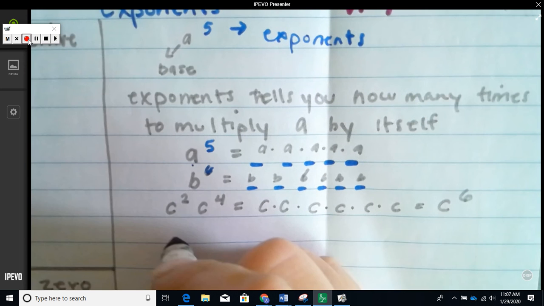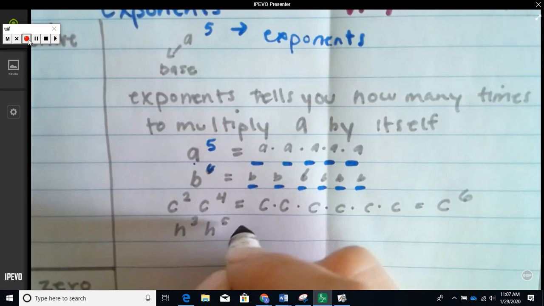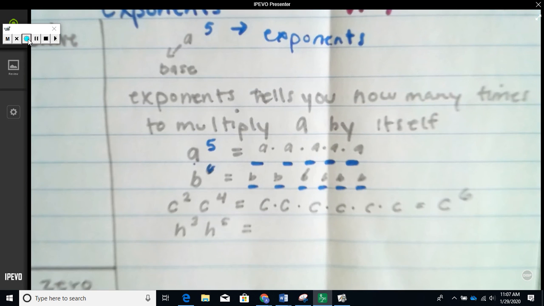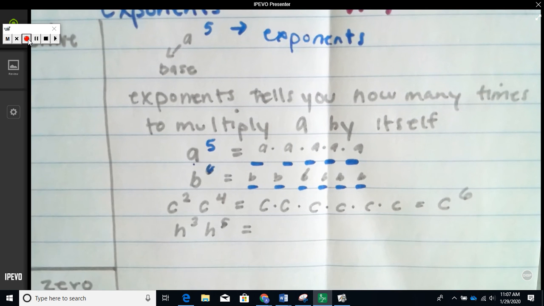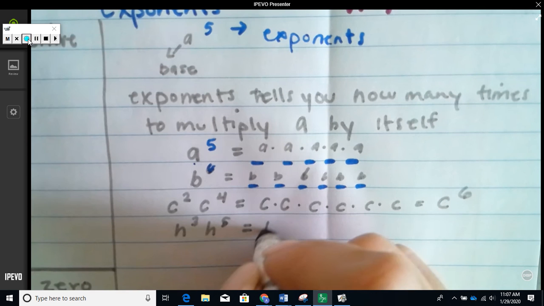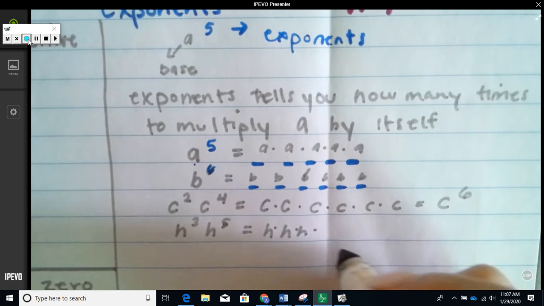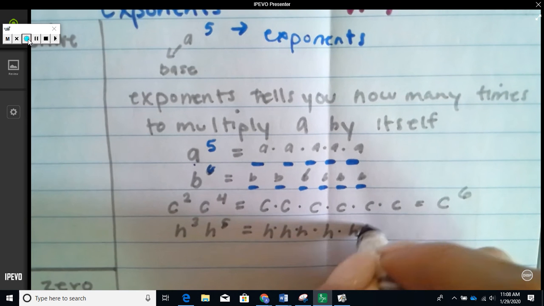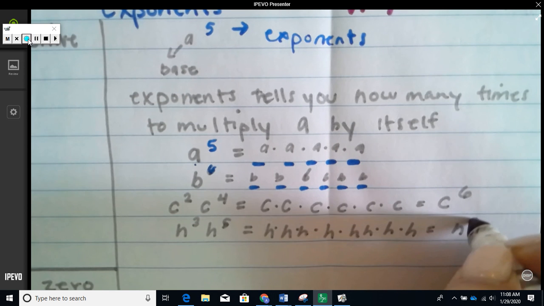So please do this one. h cubed times h to the 5th. That'd be h multiplied by itself how many times? Is it 15? That would be h multiplied by itself 3 times, and h multiplied by itself 5 times. So that's a total of h being multiplied by itself 8 times.